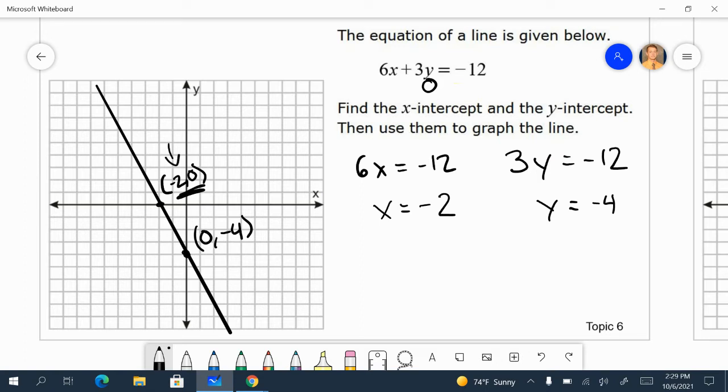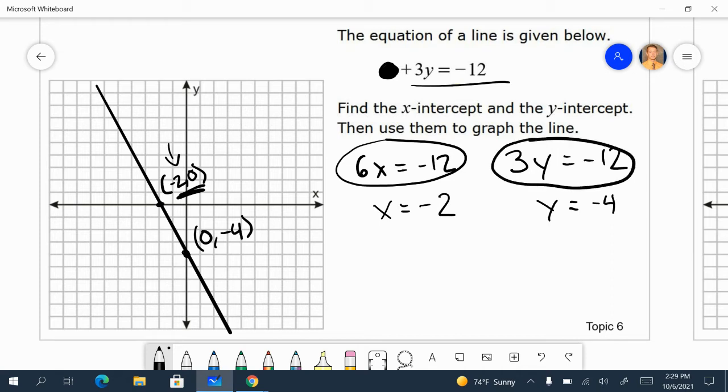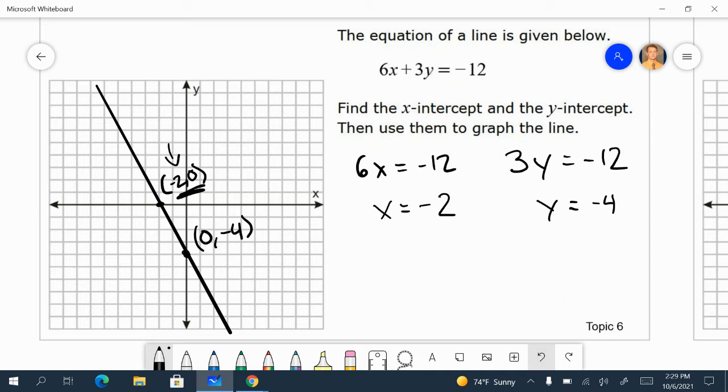So if I plug in a 0 for y, 3 times 0 is 0. It's basically going to get rid of all this stuff. We'll just be left with 6x equals -12, which is what I have drawn down here. Okay, let's say I plugged in a 0 for x. If I plug in a 0 for x, we have 3y equals -12. That's my other one. After I solved them, for this one I got x equals -2, and this one I got y equals -4.